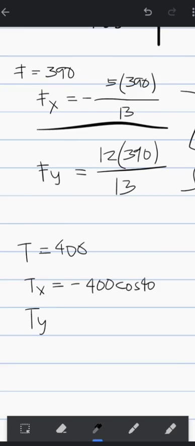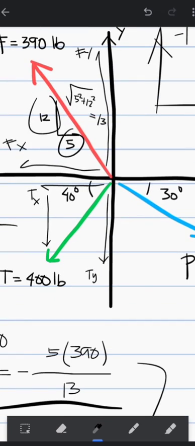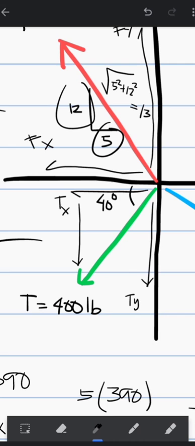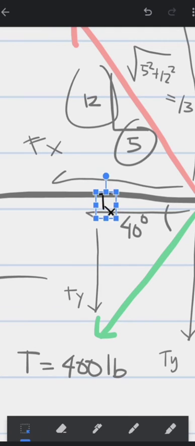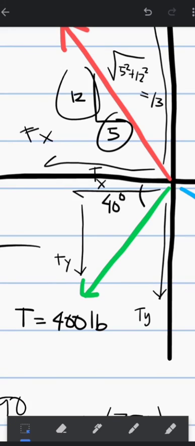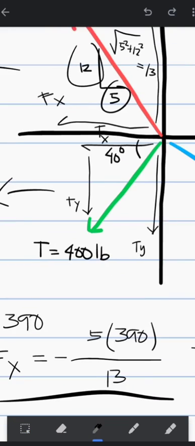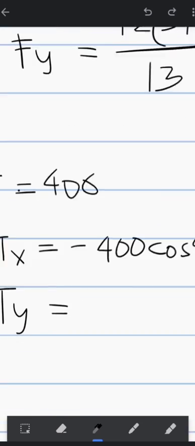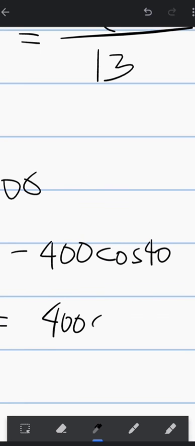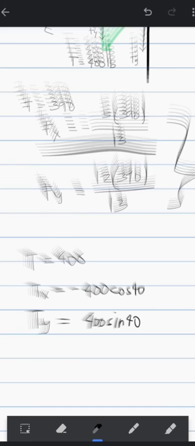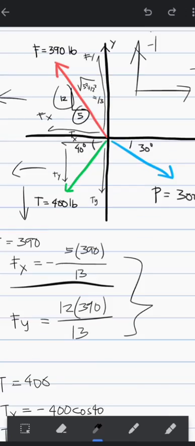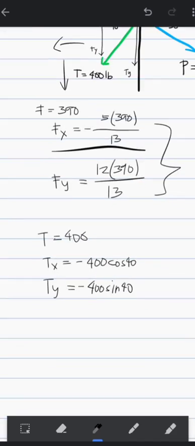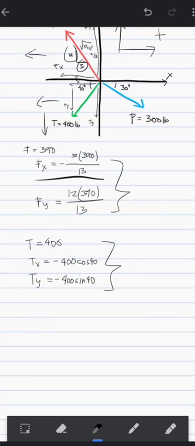And then t of y is this one; t of x is this one. It's opposite, so it's sine. So t of y is 400 sine of the angle. But again, it's heading downwards, so it's negative. So this is now our second answer.